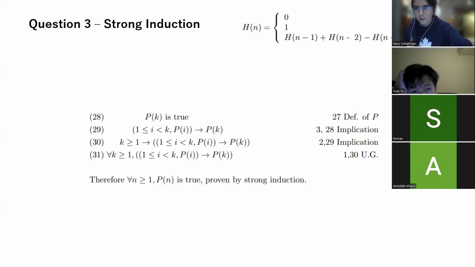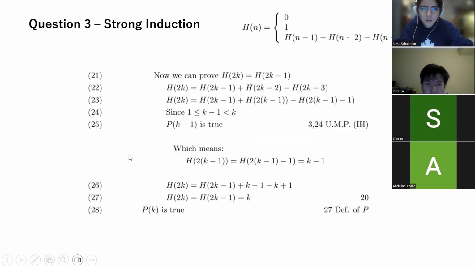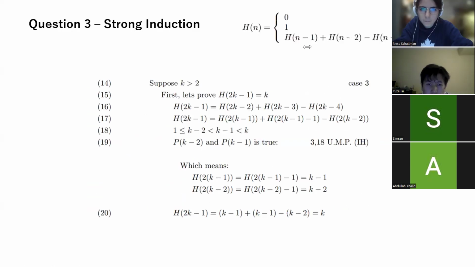But I did get one that's asking, why are we proving that h of 2k minus 1 is equal to k? And the reason for that is that if we go back here, we see this is our original thing. This is what we were actually trying to prove.